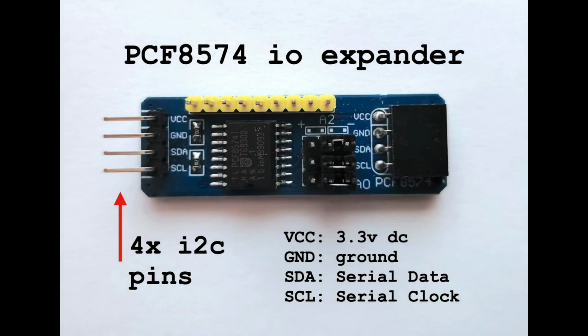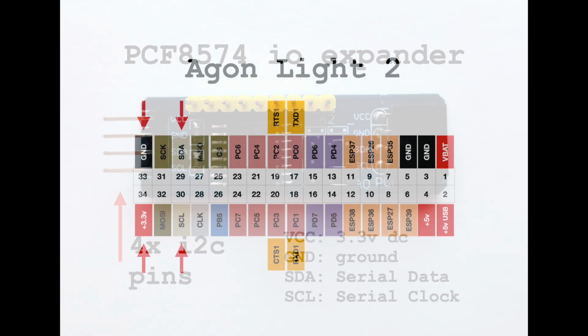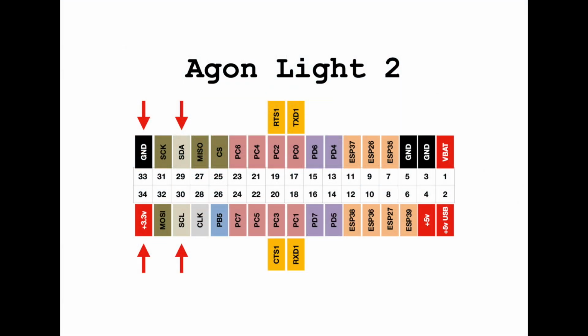This is a typical module we might be using. This example provides an extra 8 digital input-output ports. The i2c communications bus requires 4 wires: voltage at 3.3 volts, ground, SDA and SCL. You can find these connections on the back of your Agon i2c on the left hand side: the positive voltage, the ground, the SCL and the SDA connections.